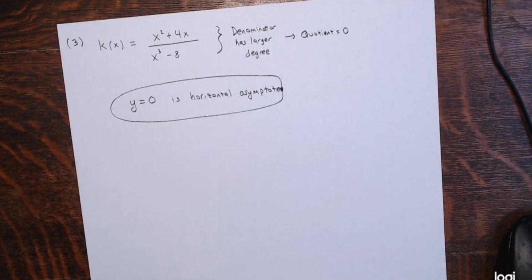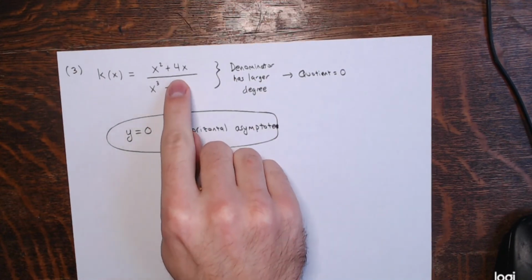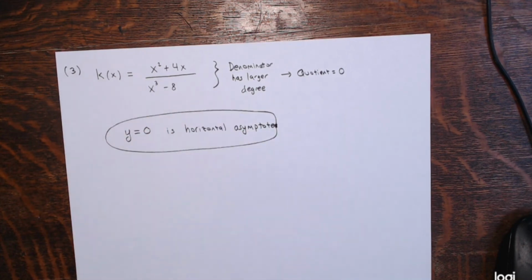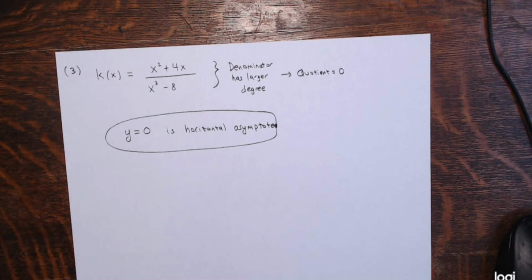Great. Alright, so when the denominator has a larger degree, it's easy, y equals 0. When they have the same degree, it's easy, just y equals the ratio of the lead coefficients, like in the first example. The only time you really have to do much of anything with the long division is when the degree of the numerator is bigger, like in example 2.